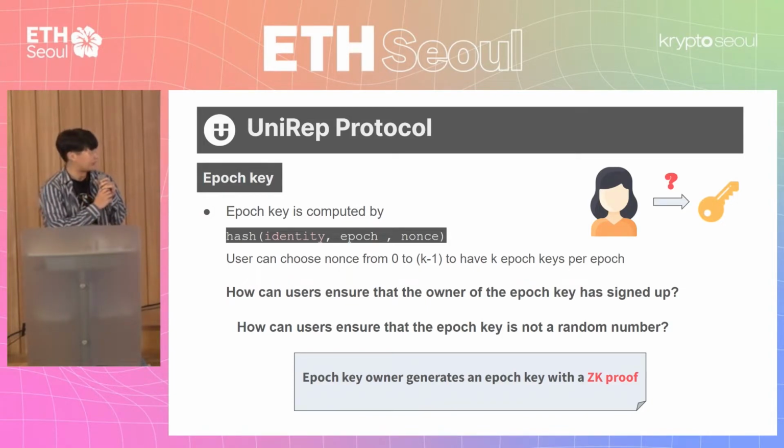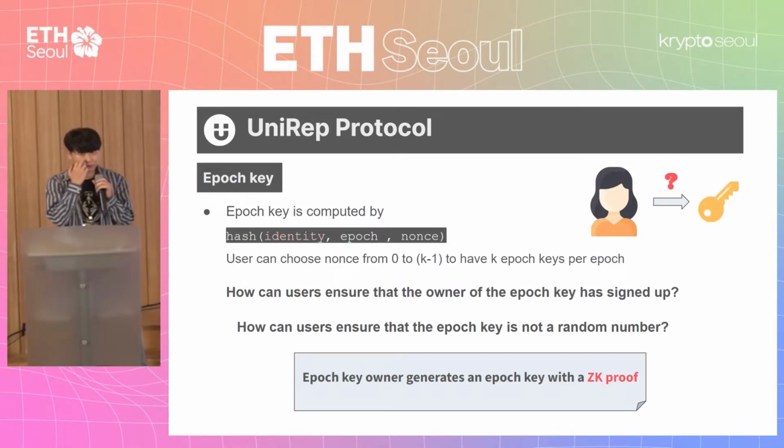And we said before, the user uses the epoch key to receive reputation. And the epoch key is the hash of identity, epoch, and nonce. And the nonce is 0 to k minus 1, to let the user have k epoch keys in this protocol. And how can we make sure that the user is the owner of the epoch key?